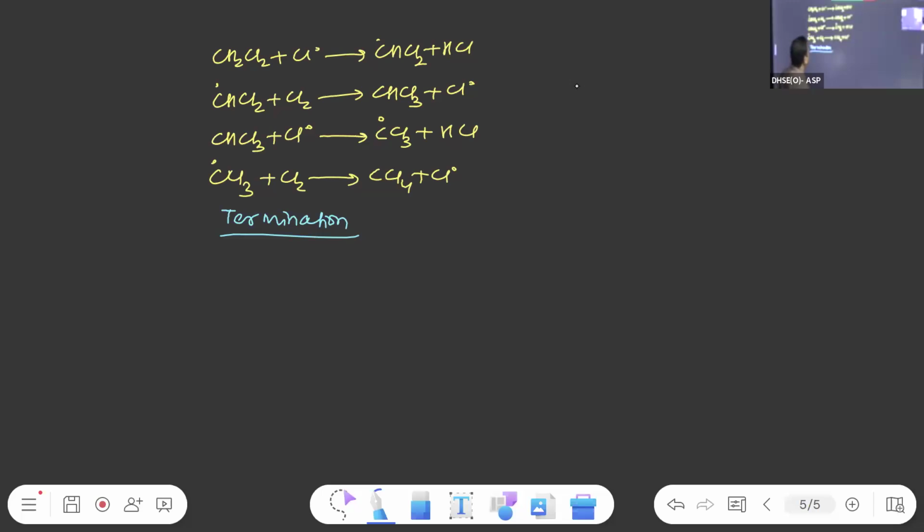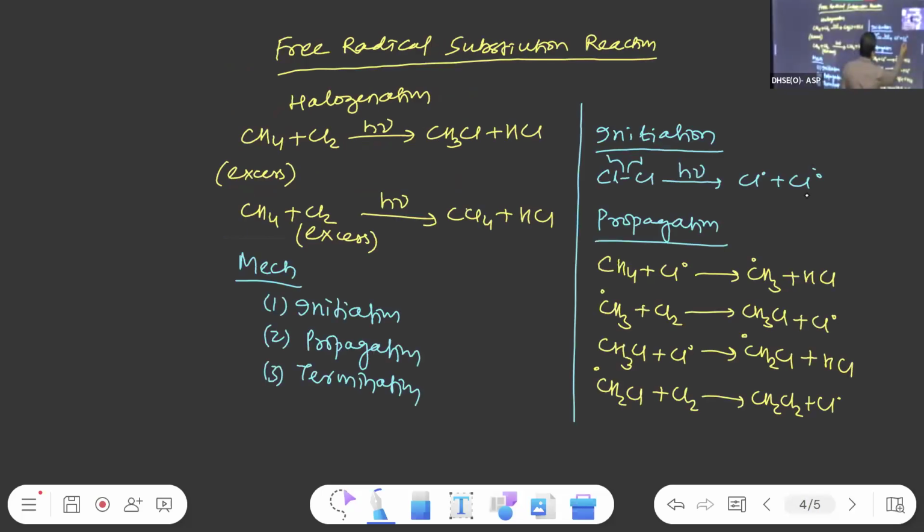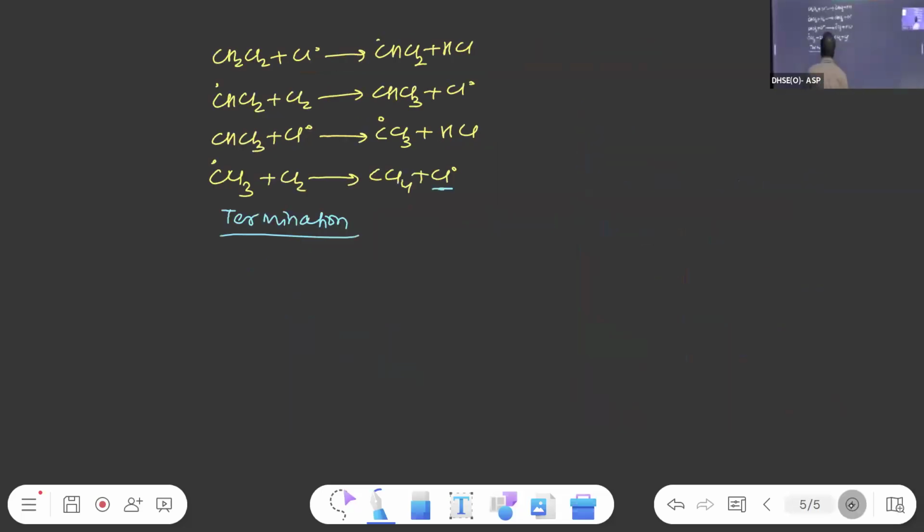Combined to form the molecule. Here one carbon chlorine free radical is there, and in the beginning a chlorine free radical was there. So now these two chlorine free radicals can be combined to give Cl2, or one of the carbon free radicals combines with the chlorine free radical to form haloalkane. That is also possible. So if two free radicals combine, the reaction will stop. So that is the termination step.